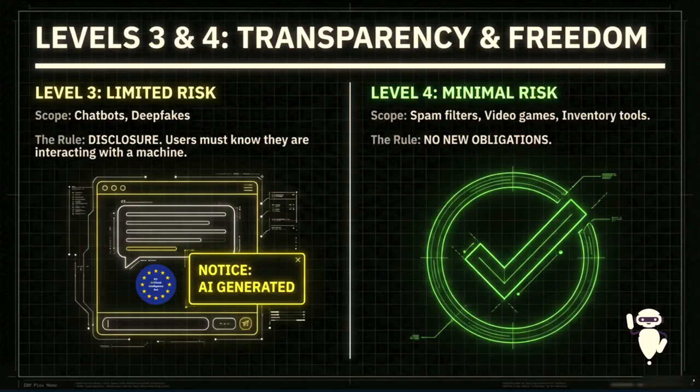And stepping down from the high-risk zone, level 3, which is limited risk. This tier is entirely about the principle of transparency.